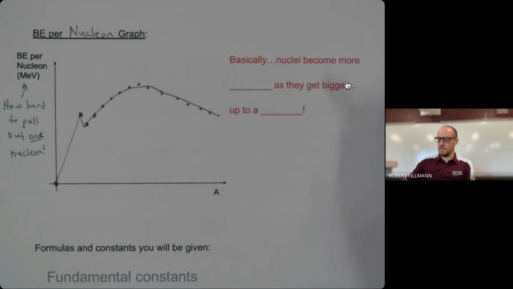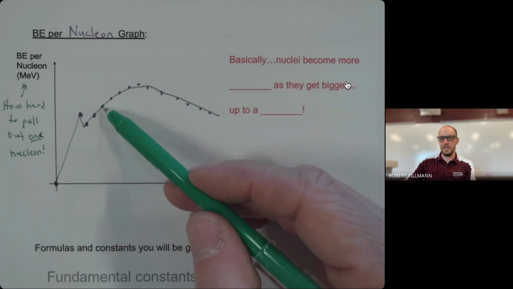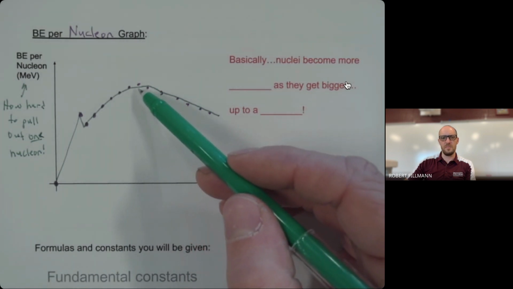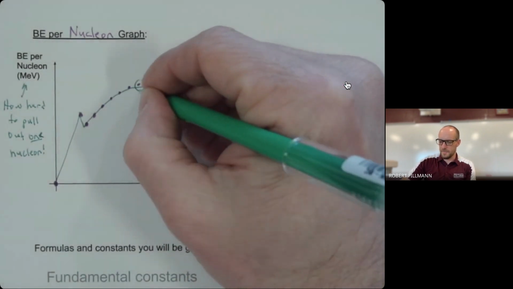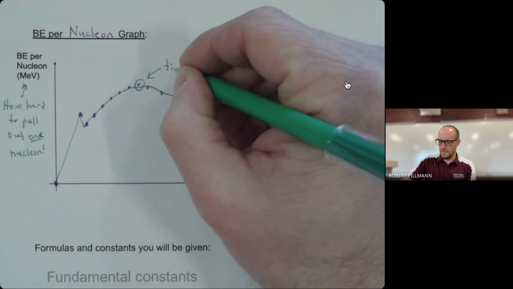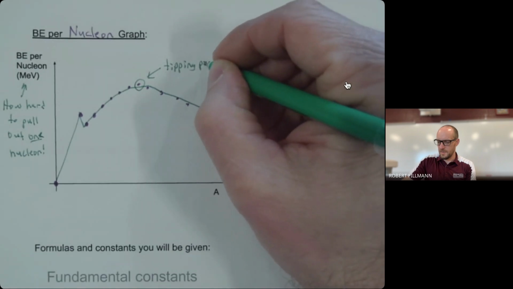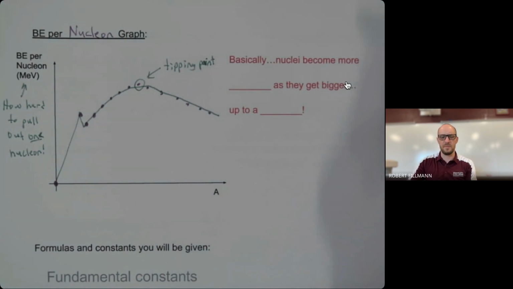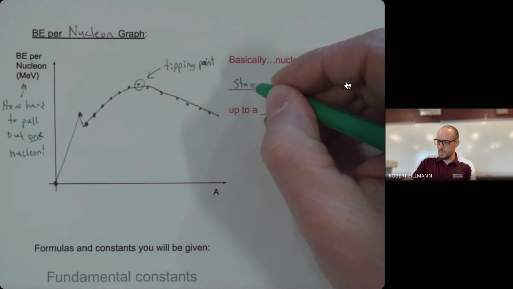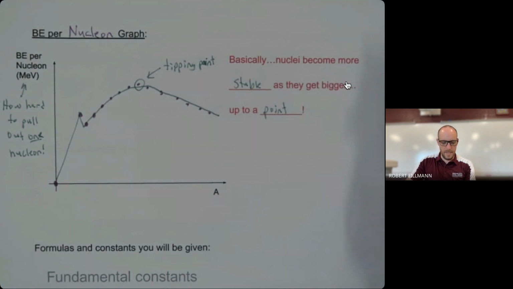And what we find is essentially that the difficulty of removing a nucleon gets bigger and bigger. So these are actually the more stable atoms, very difficult to pull apart until it reaches a peak. Call this the tipping point. And then at some point past that, it starts getting easier to remove nucleons and the atoms become less stable. So more nuclei become more stable, but only up to a point.